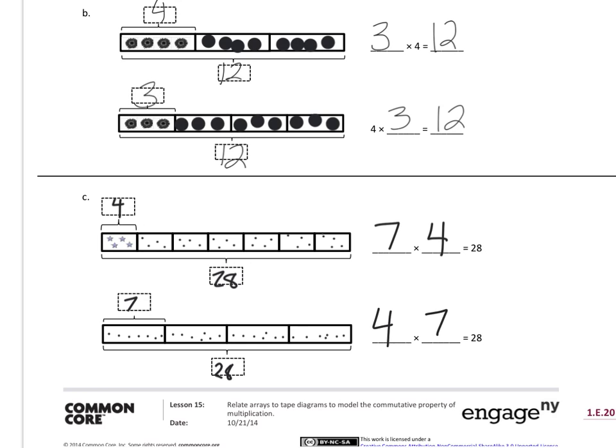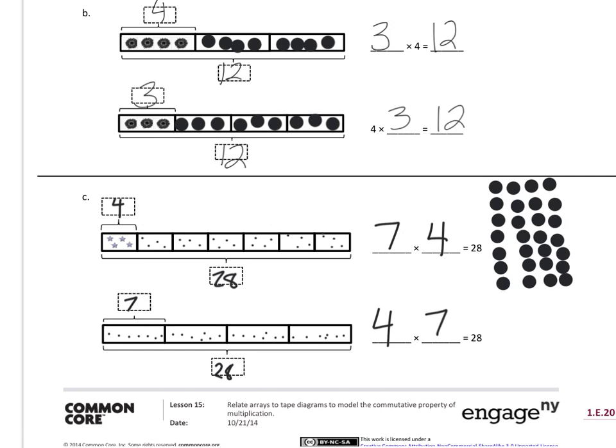And I completely forgot about drawing our arrays. So let's go back and do that. We'll start with this problem. So for my top tape diagram, I can see that I should have 7 rows of 4. All right. And then down here, I should have 4 rows of 7.